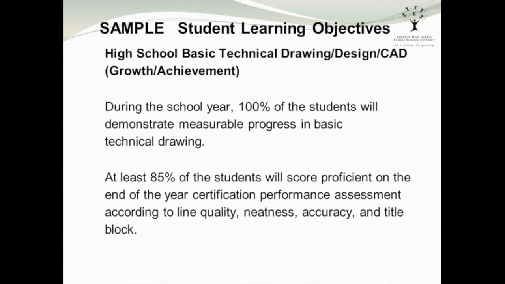The last sample of a student learning objective is a high school basic technical drawing, design, CAD growth achievement goal. During the school year, 100% of the students will demonstrate measurable progress in basic technical drawing. At least 85% of the students will score proficient on the end of the year certification performance assessment according to line quality, neatness, accuracy, and title block.